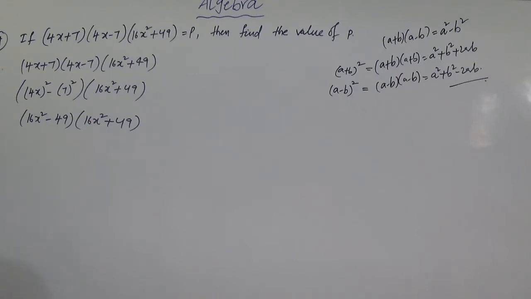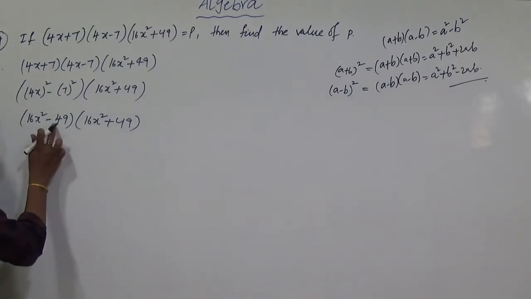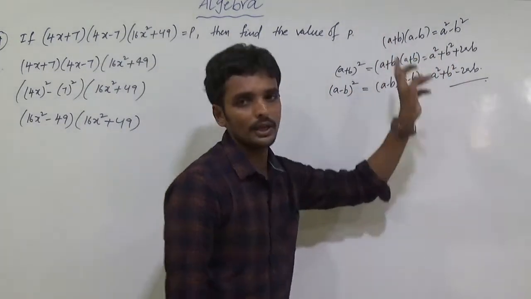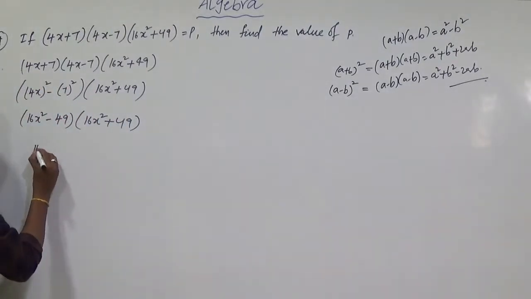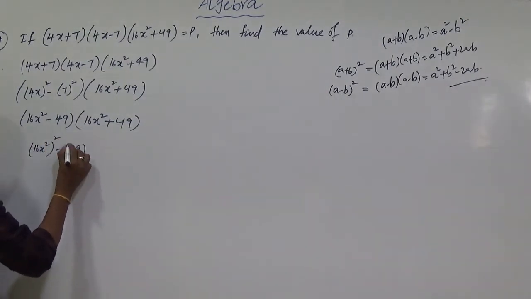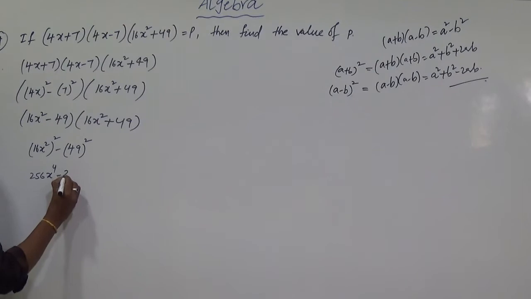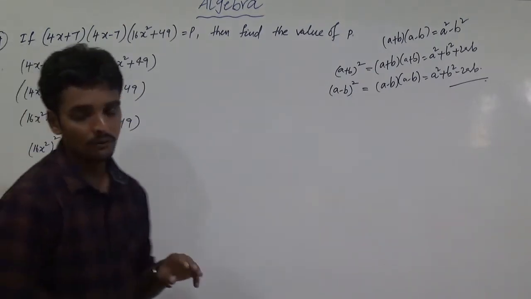16x² + 49 into 16x² − 49. So again this is in the form of (a − b)(a + b). Again the formula is a² − b², that is (16x²)² − 49². 16² is 256, (x²)² is x⁴, minus 49² is 2401. This is the answer of the problem.